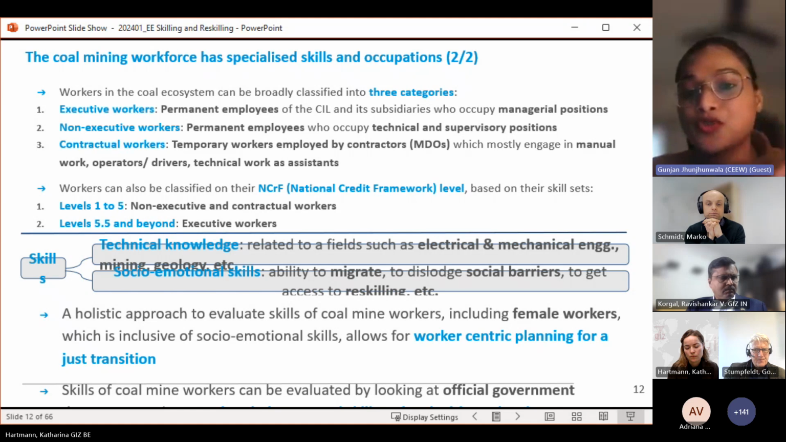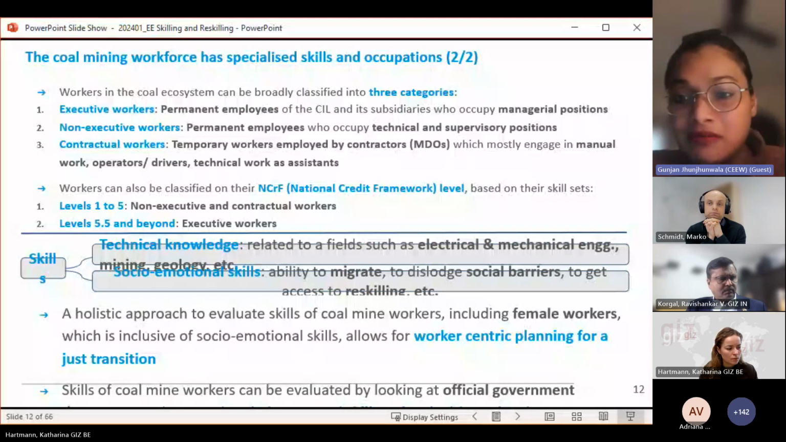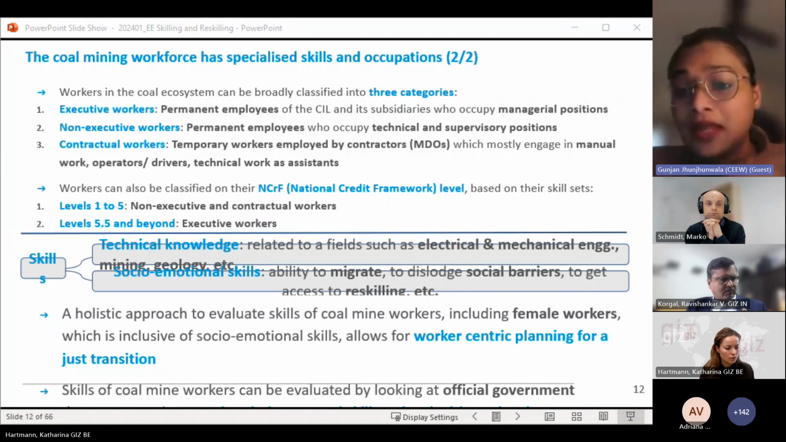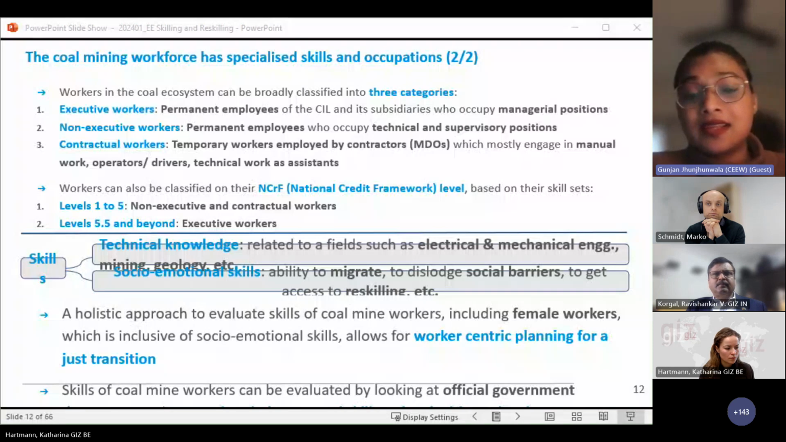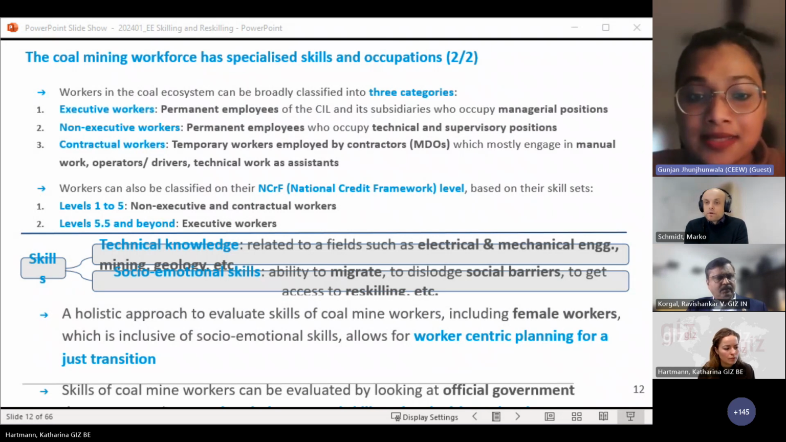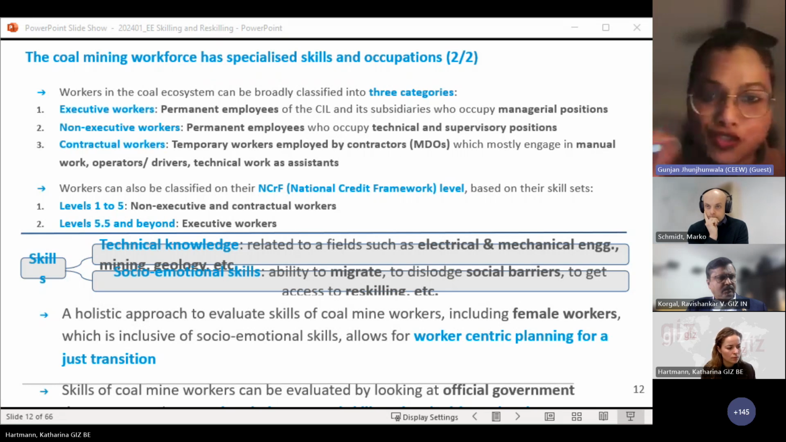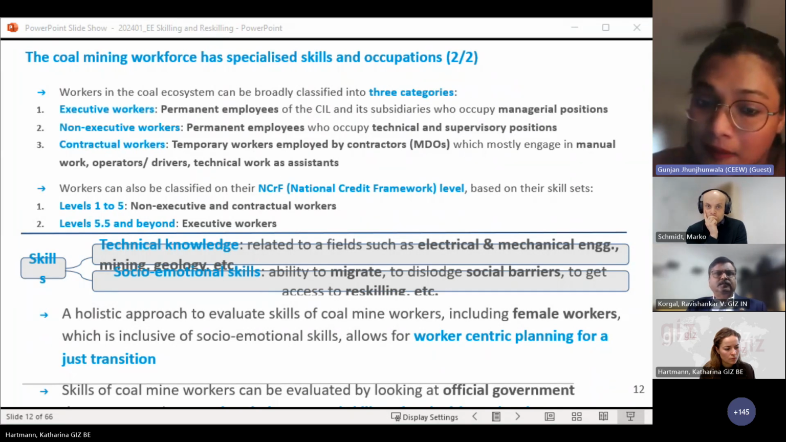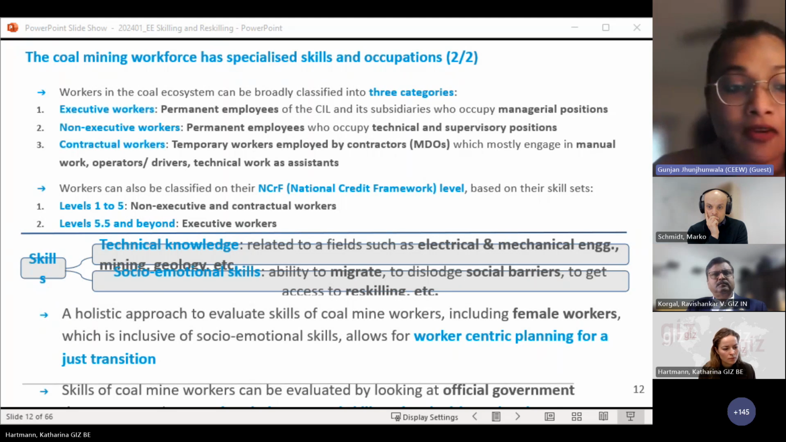And so when we look at skills, now I'll just shift a little into thinking of a transition, we're looking at skills on two fronts. We're looking at technical knowledge related to electrical and mechanical engineering, mining, geology, so all your technical knowledge of mining, and then your socio-emotional skills, your ability to migrate. What are some of the social barriers? It becomes a lot more important when talking about women and just transition. How do you access skilling and reskilling opportunities? So socio-emotional skills become very important as well when thinking of access to alternate employment. And the skills of coal mine workers, just to give you a flavor of the methodology, you can look at official government documents that are comparing the expected skill set level of the workers within the sector with the workers' own perception of their skills. So it will be a combination of looking at official documents and conducting an on-ground survey.